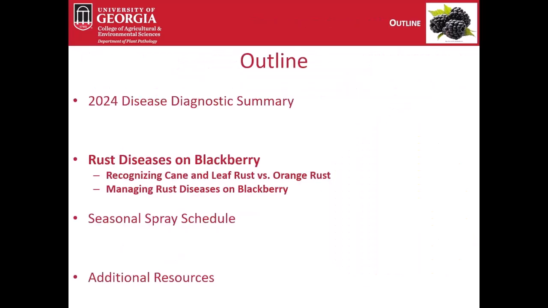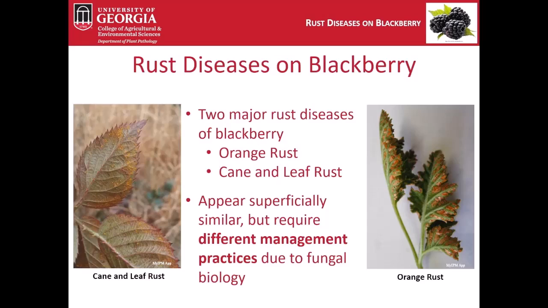So moving into rust diseases, there's two major rust diseases that impact blackberries in the southeast, and recognizing which one you have can be really important. So I'm going to talk about recognizing cane and leaf rust versus orange rust, and then I'll talk about the management of those rust diseases after that. So these two major rust diseases of blackberry are orange rust here and cane and leaf rust on the other side. And they appear to be superficially similar.